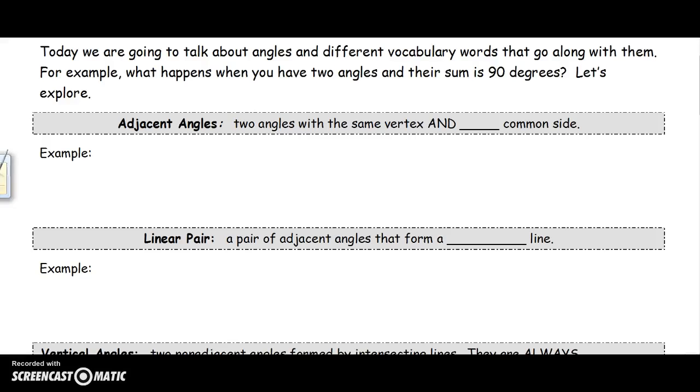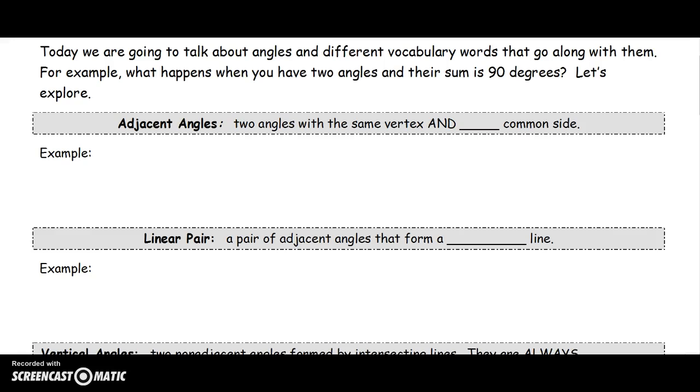Hi there. So today we're going to talk about angle vocabulary. We've kind of had an introduction to angles thus far, so we're going to go into a little more detail about certain types of angles. So far we've talked about acute, obtuse, right, and straight angles. Today we're going to talk about angles and different vocabulary words that go along with those.